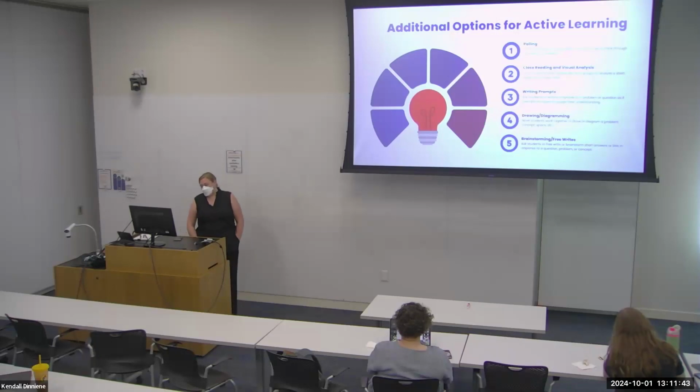Drawing and diagramming: have students work together to draw or diagram a problem, concept, or space. I did this when I was working with Dr. Dixon Carr for a speculative fiction class. We had the students work in groups to draw what they thought a spaceship from the future looked like. And it's a great way to see what students are picking up on in a text.